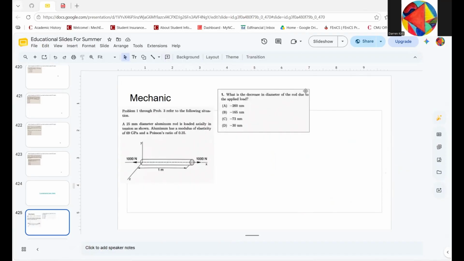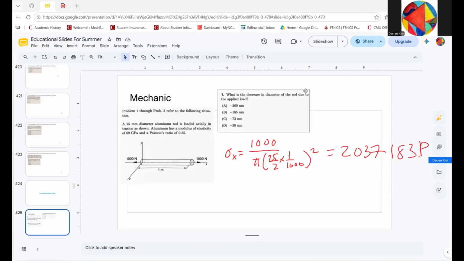We begin by doing the force, which is 1,000 divided by the area, which is pi times parentheses 25 divided by 2 multiplied by 1 over 1,000, because it is in millimeters, squared. We grab that out, and we get about 2037. I know there's a shortcut, like PL divided by AE, that gives a shortcut sometimes, but this one, you can't do any of that.